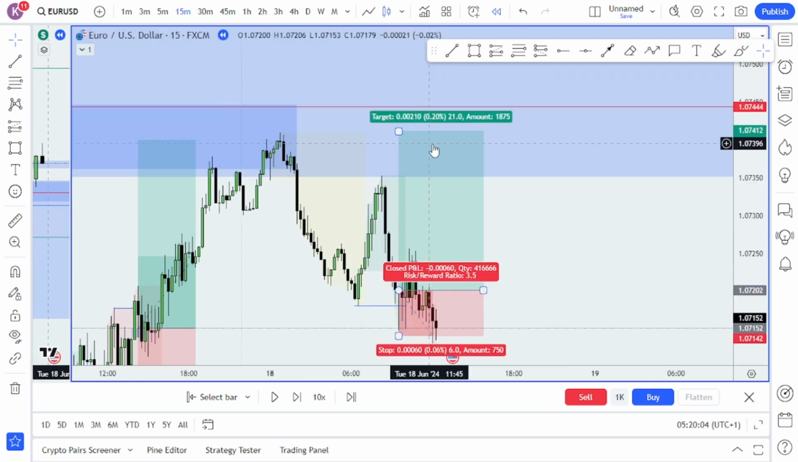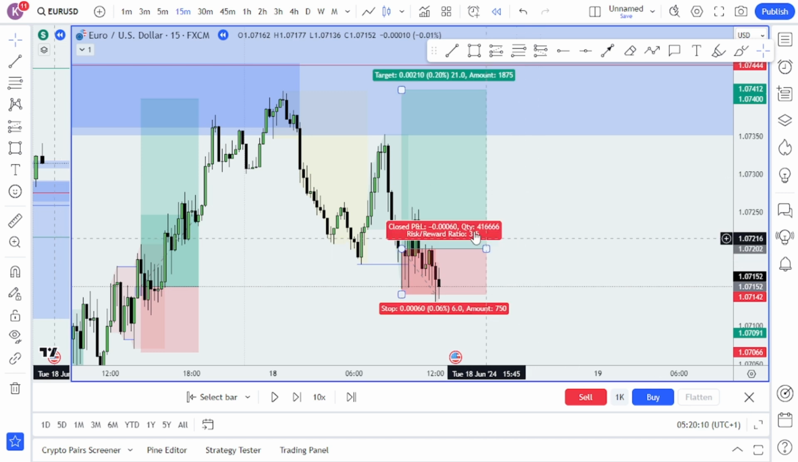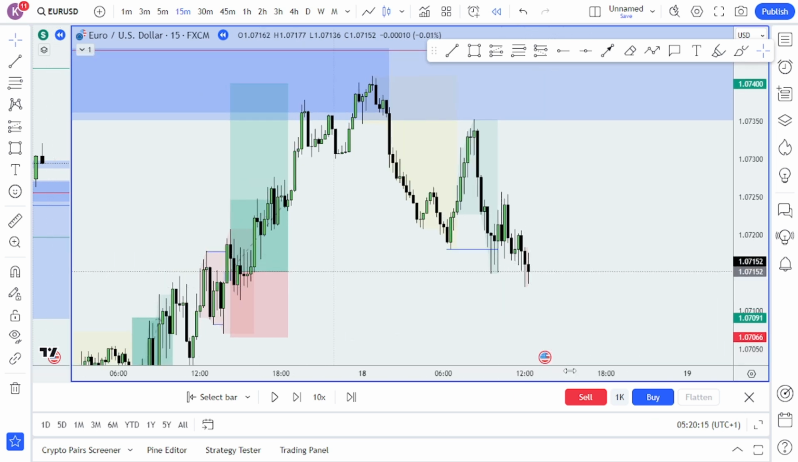Does that mean your draw has changed? No, we still have our draw to be higher. In London it just didn't play out, so we wait for New York, or even before New York, if we have any reasonable sweep again.